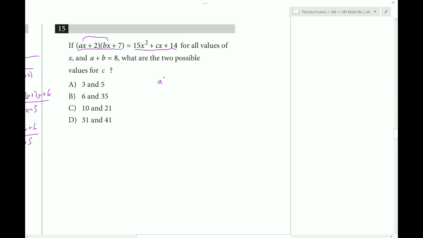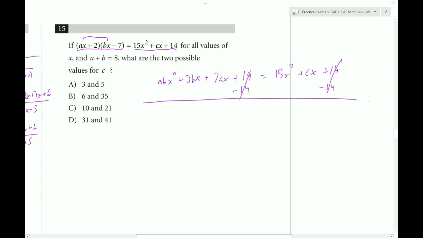So we get a times b times x squared plus, and you could do outer or inner first, but I like to usually do inner first, 2 times bx plus 7 times ax, and then the last would be 14. That's equal to 15x squared plus cx plus 14. Now my first move is to subtract 14 from both sides, canceling it out.